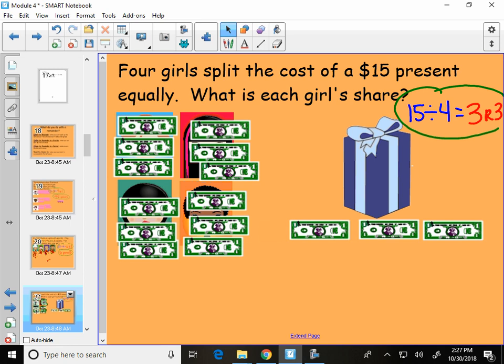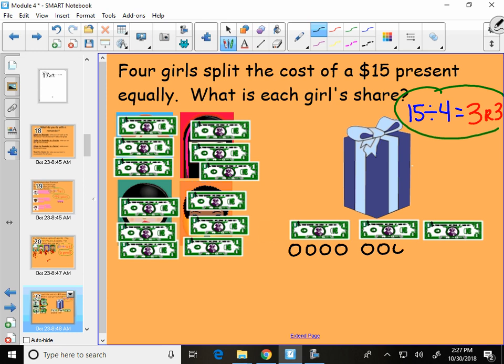So I want you to think of each dollar being 4 quarters. Okay? Girl 1, if she spends an extra 75 cents, girl 2 spends an extra 75 cents, girl 3 spends an extra 75 cents, and girl 4 spends an extra 75 cents, that will cover us perfectly.